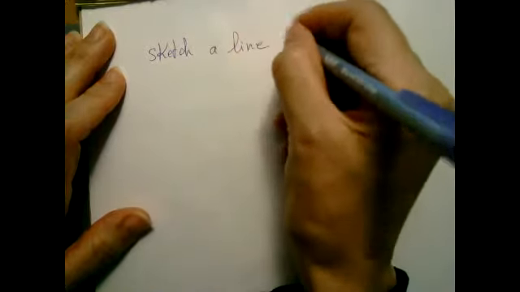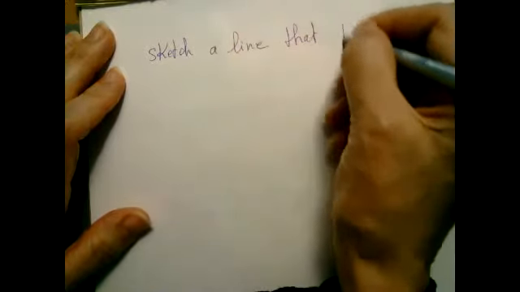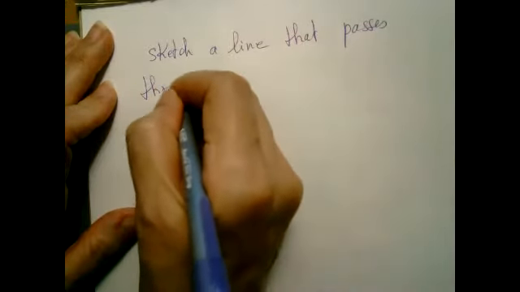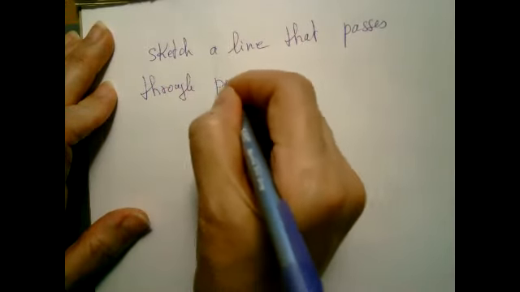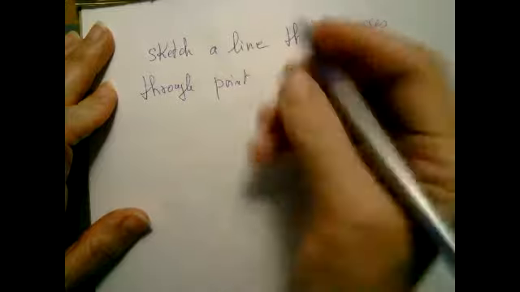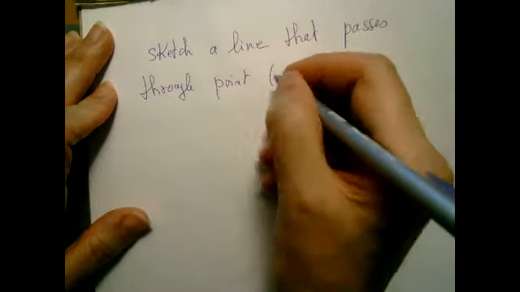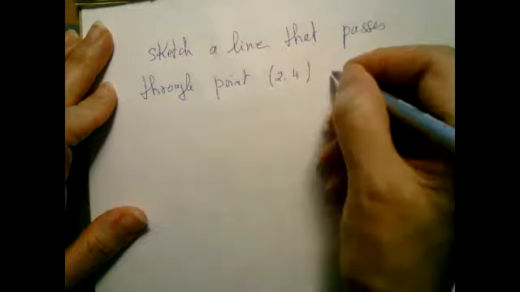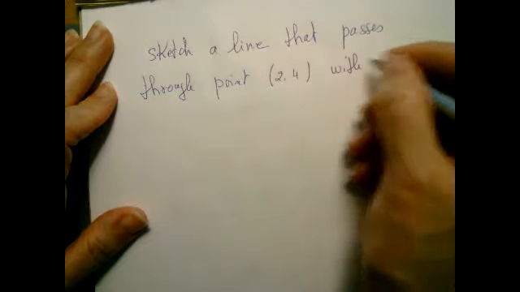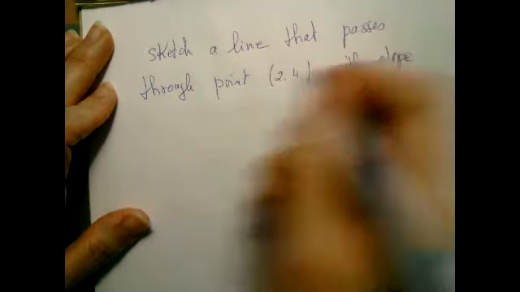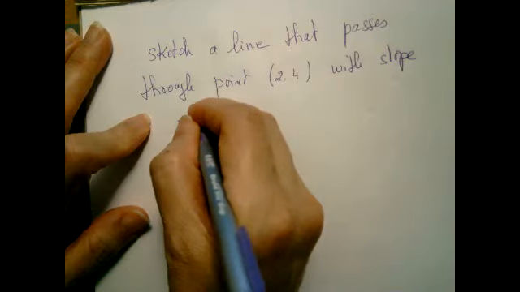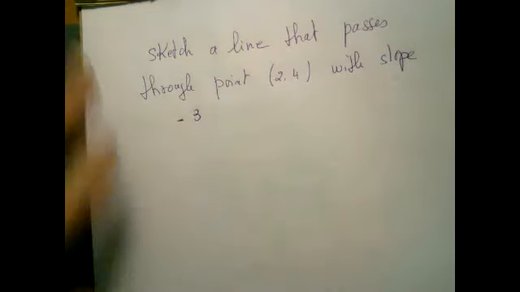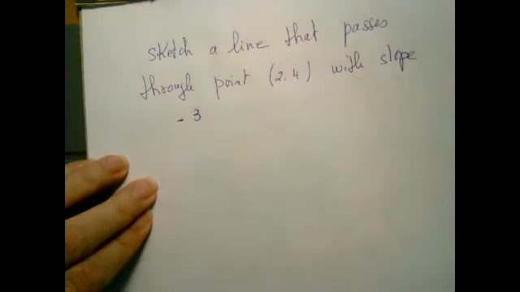Sketch a line that I'm going to give you two things about it. It passes through the point, let us say, (2, 4) with slope -3. Can I sketch this? Is it easy to sketch a line?